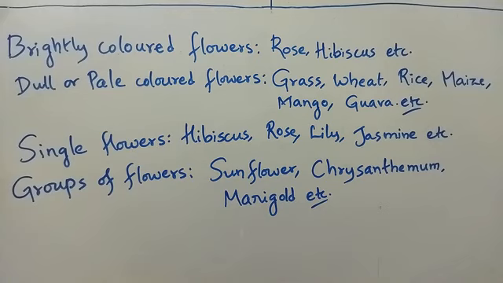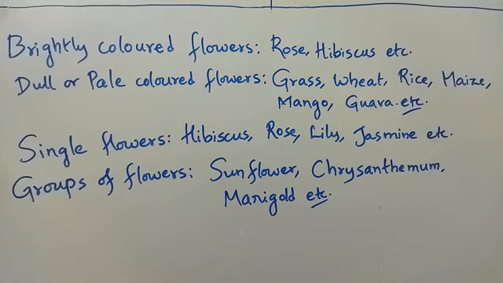Okay. Whereas groups of flowers, if you take sunflower, chrysanthemum, marigold. So if you are watching a sunflower, it is not single flower, it is a group of flowers. Chrysanthemum, if you are watching and feeling that it is a single flower, no, it is not single flower, it is a group of flowers. Marigold, if you are watching a single flower, it is not single flower, it is a group of flowers, right?